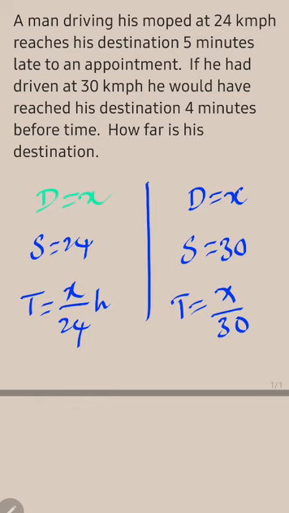So here in the first case, he is 5 minutes late, but in the second case he is 4 minutes before time, that means he came 4 minutes early. So this is the time given. What is the time difference here? In this problem we must add the late time and the before time, that is 9.